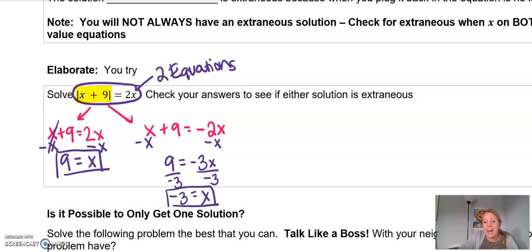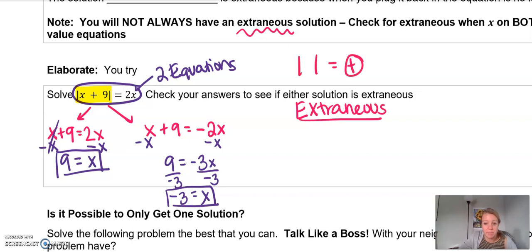Now, because this x can change, that x can be positive or negative or whatever it wants, we need to check for something called an extraneous solution. With extraneous solutions, we want to double check and make sure that our absolute value equals a positive. Here's the trick: you just check. So I'm going to plug in x equals 9 and check.